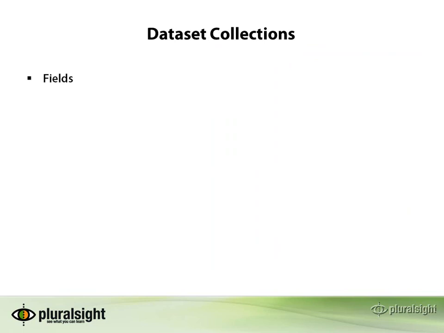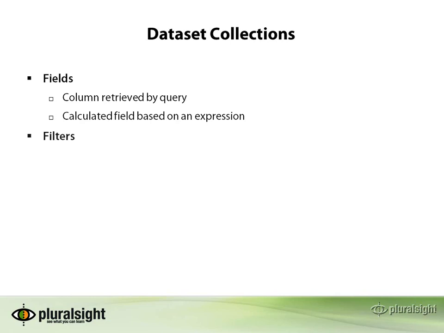In addition to the dataset properties, the dataset contains several collections. The most important collection is the one we've already seen, the fields collection. This collection contains one field for every column referenced by the query. But it can also contain calculated fields. You can actually add fields to the collection based on expressions that you define, and you can use the result in your report just like any other field.